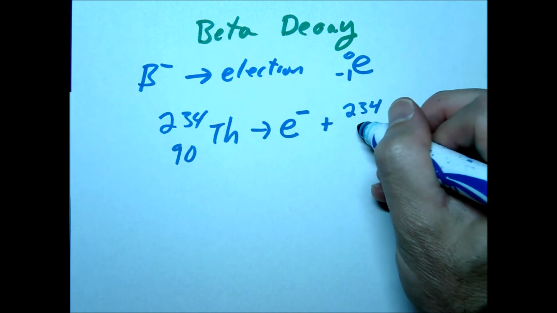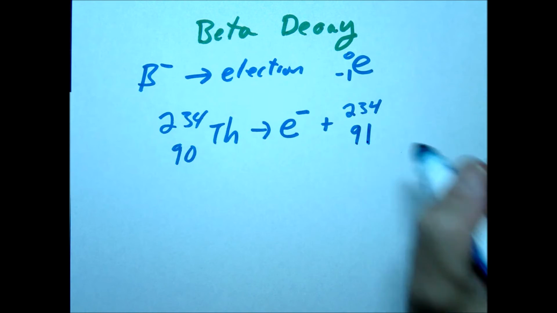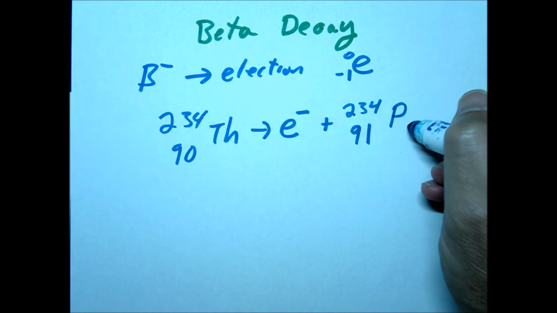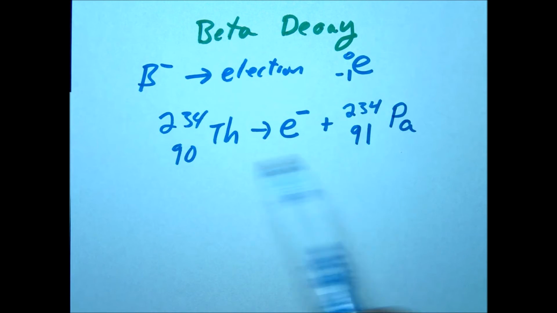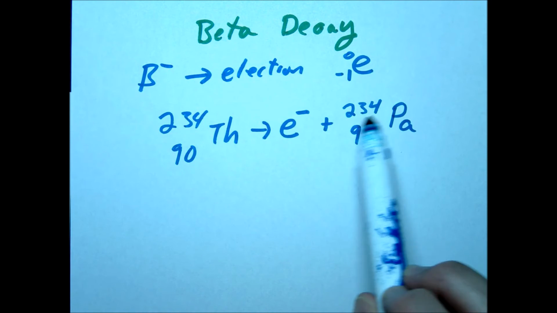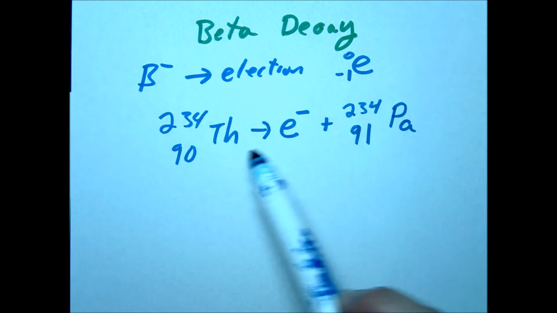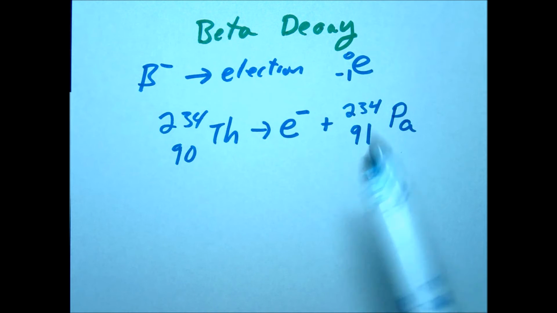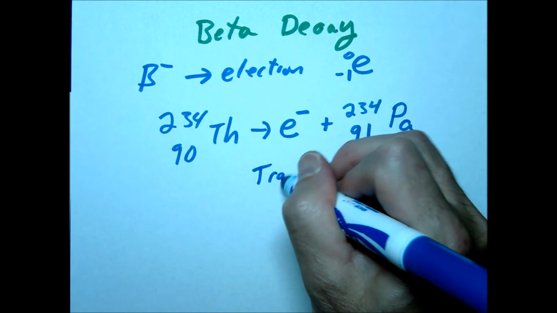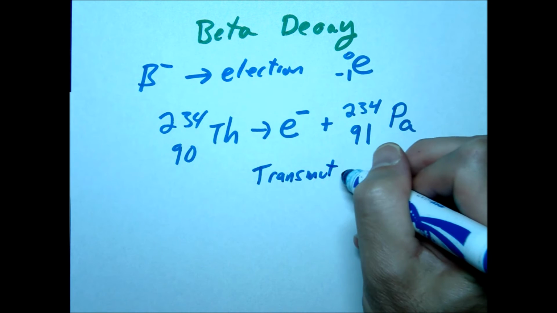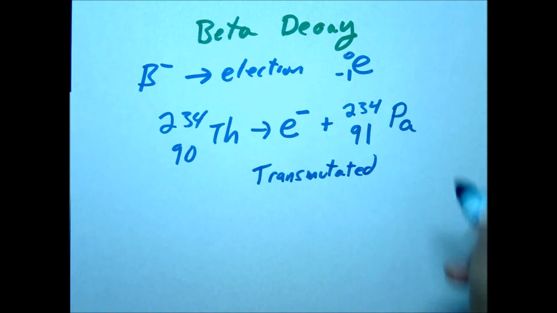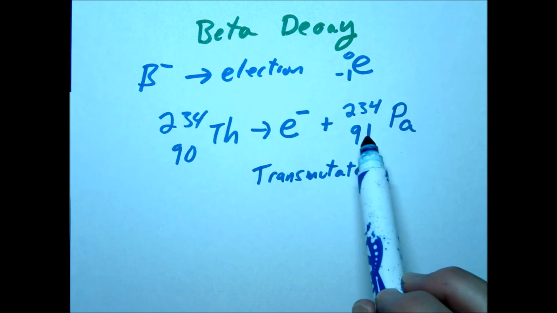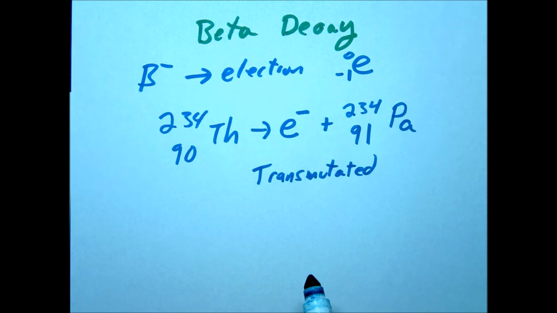So in other words, this is going to become 91, and that turns out to be Pa. So anyways, what's happening here, notice the nucleons are the same. So we have essentially turned a neutron into a proton, or the word we use for this is we've transmutated a neutron into a proton. So our neutron turned into a proton. In that process, it's going to go ahead and thrust out an electron.